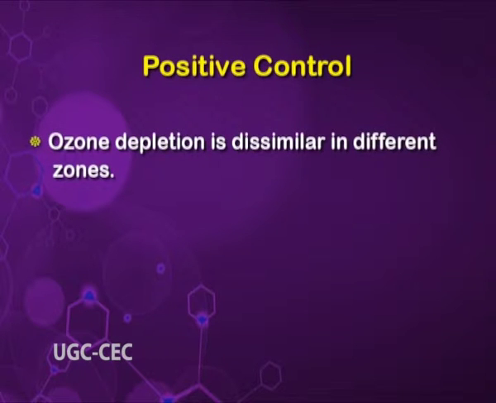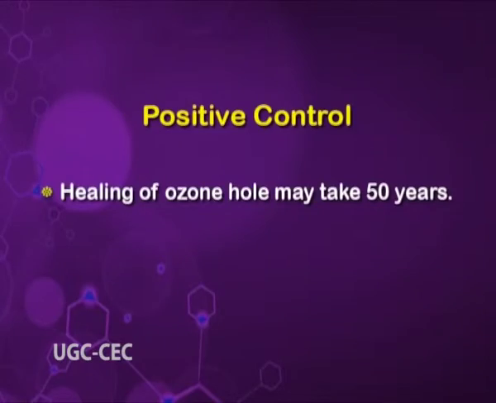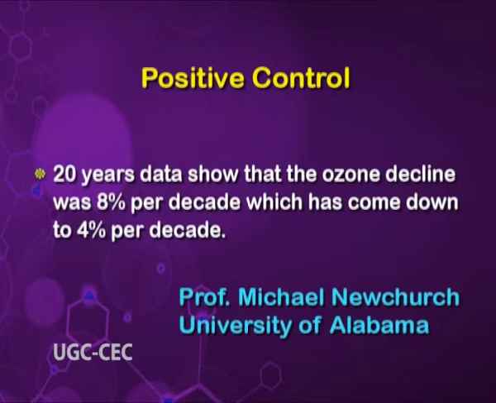Ozone depletion is dissimilar in different zones. Depletion in the Arctic zone is not as extensive as in the Antarctic. Temperate countries near the poles experience more depletion of ozone than tropical countries near the equator. It is estimated that healing of ozone may take about 50 years. Data of the last 20 years show that the ozone decline has come down from 8% to 4% per decade.